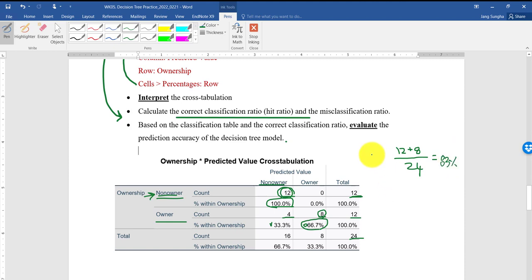How about the misclassification ratio? That is 0 and 4. Why? Because these are actually non-owners, but none of them were predicted to be owners, so the error is 0. In this case, they are actually owners, but according to the prediction model, 4 of them were predicted to be non-owners, so wrong classification. So 0 plus 4 divided by 24, which is about 17%.